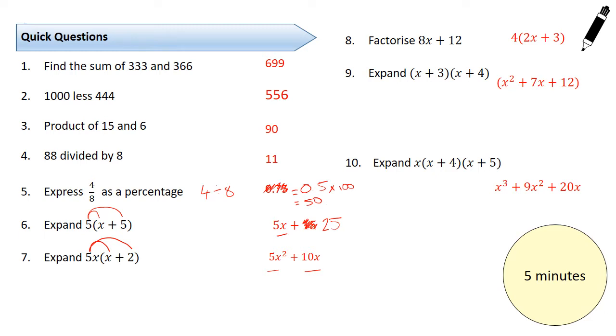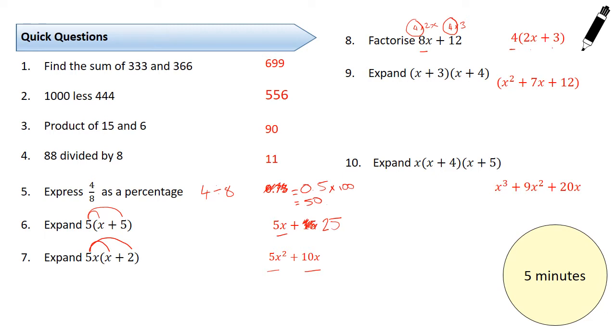Factorize, so we're looking for the common factor. I can see that I can write 8x as 4 times 2x, and I could write 12 as 4 times 3. Now what I note is that I have a common factor of 4, so I can take that common factor out the front and leave the remaining 2 terms inside my brackets, and that is what I do for factorising.